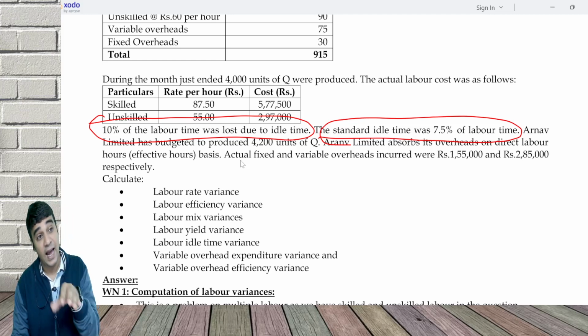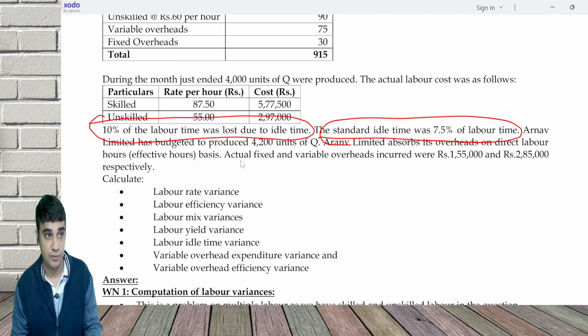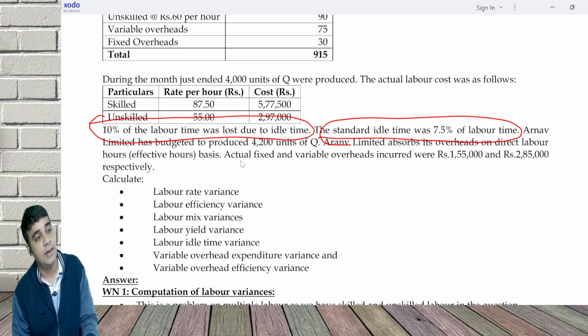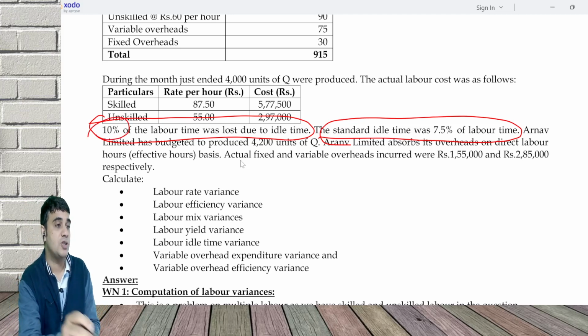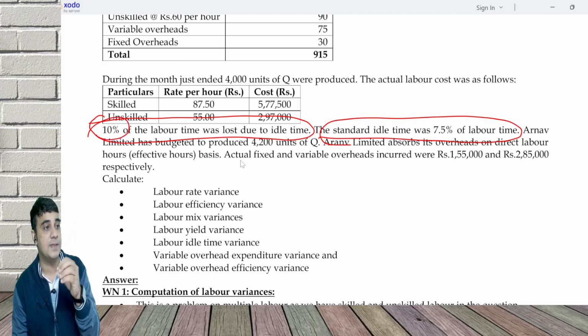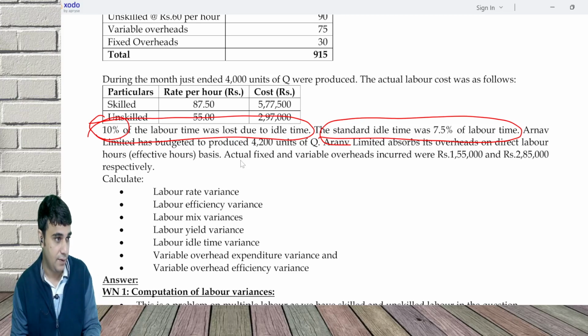In a very rare scenario like this, idle time variance can be favorable also. What can happen is you expected 7.5, it turned out to be only 6% or 5%. In that case, you have saved money. Normally, idle time has to be only adverse. In this question, 10% time is lost due to idle. Instead of 10, if they had said 5% is lost, against 7.5, you are saving time.